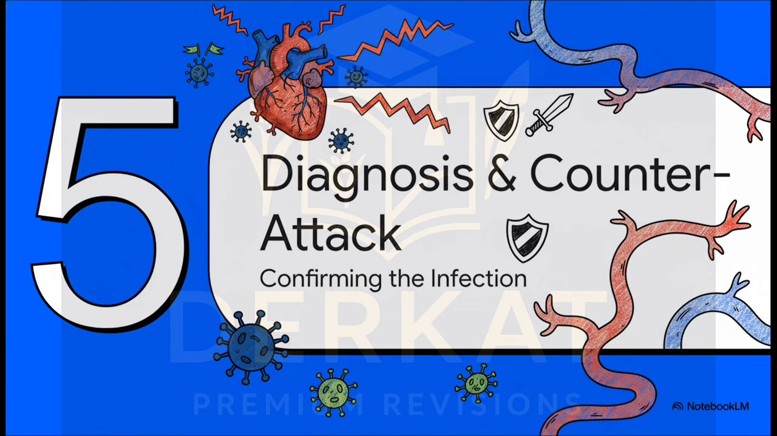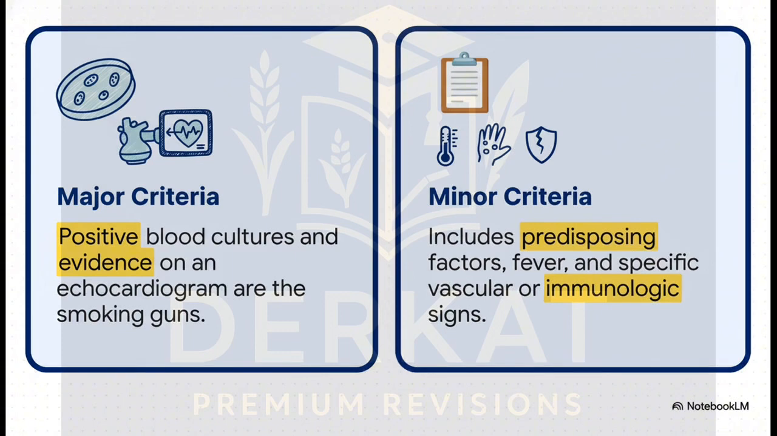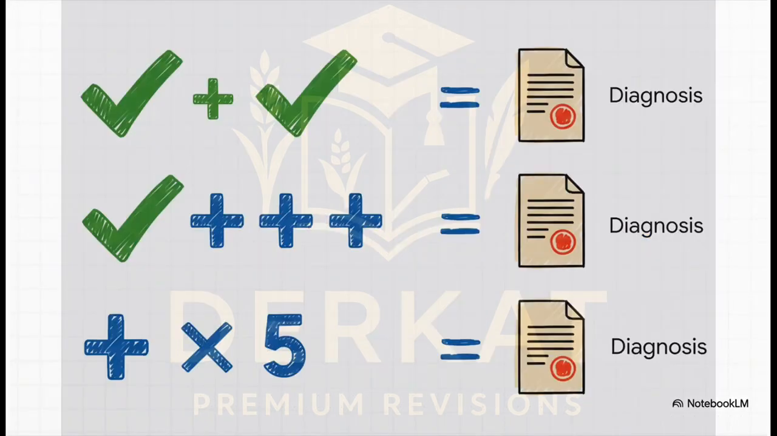It turns out, it's a very specific process. A diagnosis here isn't based on just one symptom. It's really about building a solid case, kind of like a detective, using a checklist called the Modified Duke criteria. The major criteria are the smoking guns, actually finding the microbe in blood cultures and then seeing the vegetation on a heart ultrasound. The minor criteria are all that supporting evidence we just talked about: the fever, the skin signs, the risk factors.